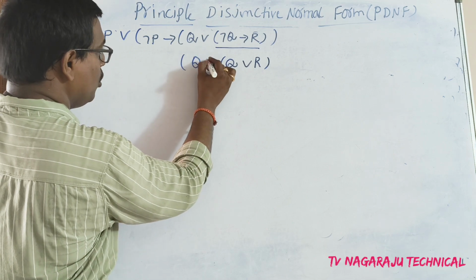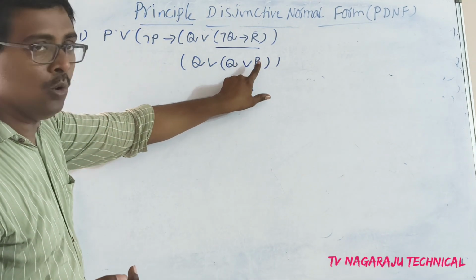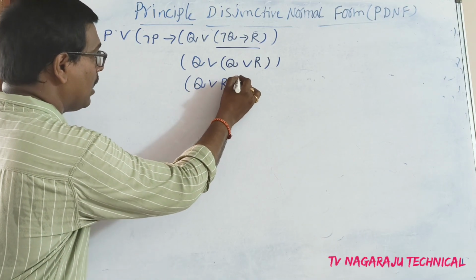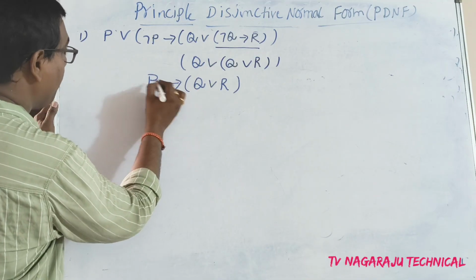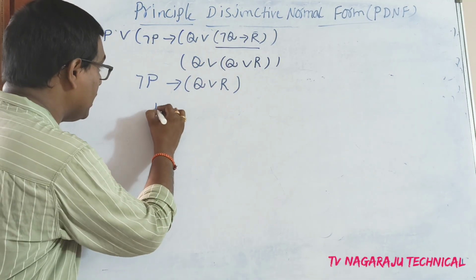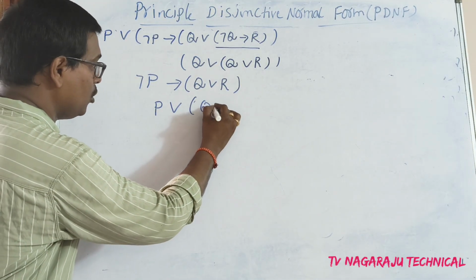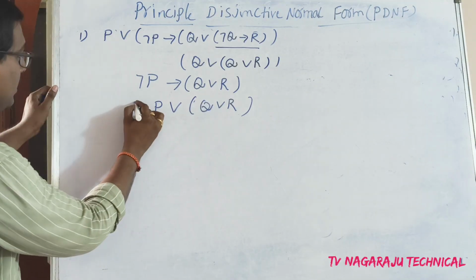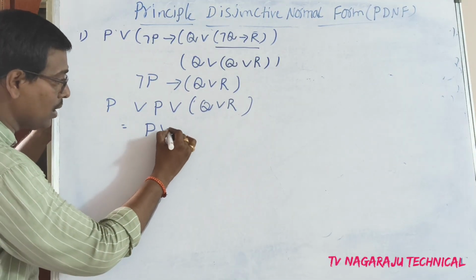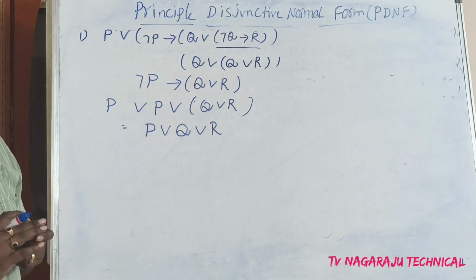So it becomes Q or R. Now in this, what happens? Simply Q or R. Again P implies Q, in the sense negation P or Q, or R. Again this one with R. P or R, P or P, that is P. Now finally what are you getting? P or Q or R. This is the simplified expression.